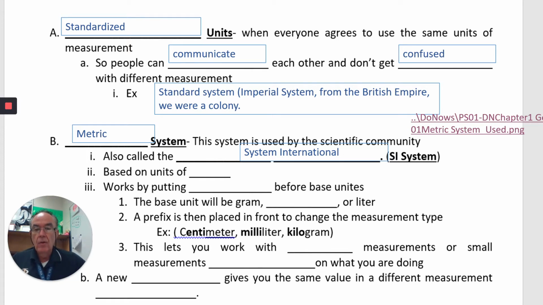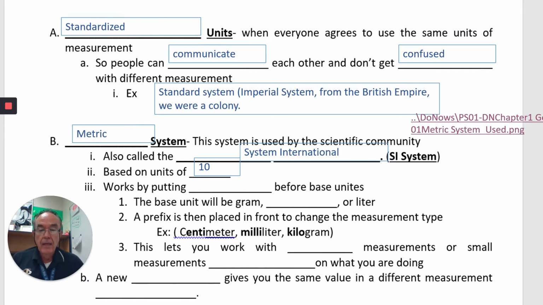Also, the metric system is based on units of 10. So Napoleon and his marshals thought that it would be a good idea if the new measuring system was based on units like how we count. So it would have tens, hundreds, thousands, and then going the other way on the other side of the decimal, it would have tenths, hundredths, thousandths.